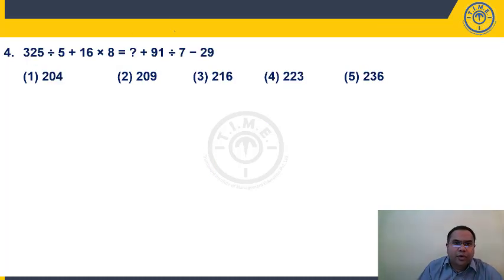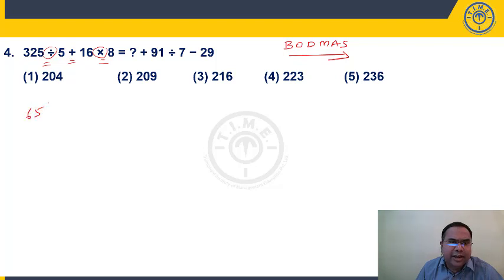Question number 4. You need to be thorough with your BODMAS rule. What is the BODMAS rule? Brackets, of, division, multiplication, addition, subtraction. This is the order of preference of the operators, right? So first we should do division, then multiplication, then addition, right? So 325 by 5, 65 plus 16 into 8, multiplication 128. So 128 plus 65, 193.